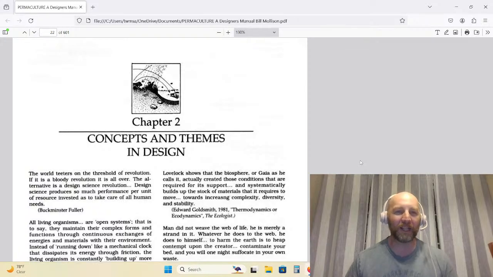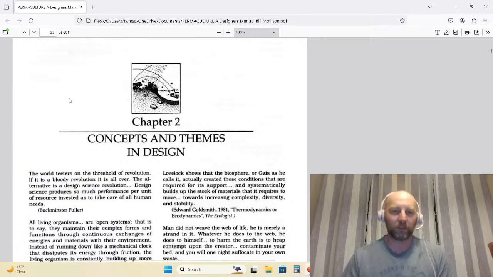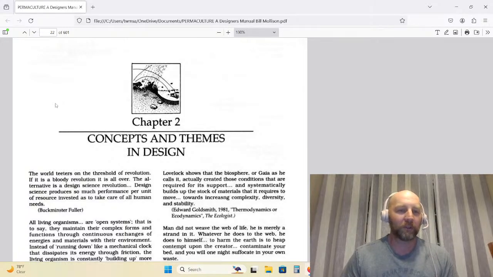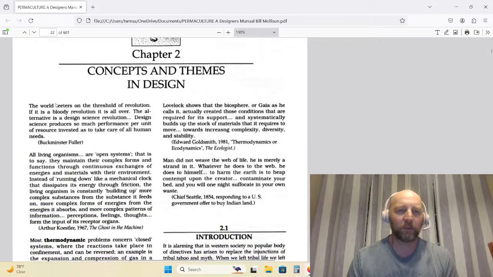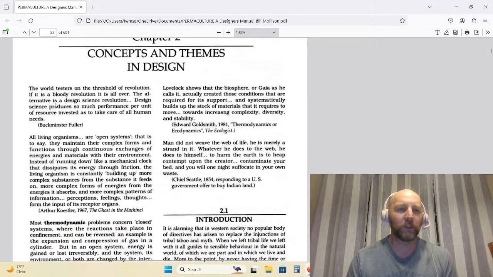Let's just keep on plowing through some material here for those of you who have never read it before. Here we go. Chapter 2, Concepts and Themes in Design. The world teeters on the threshold of revolution. If it is a bloody revolution, it is all over. The alternative is a design science revolution. Design science produces so much performance per unit of resource invested as to take care of all human needs. That's a quote by Buckminster Fuller.